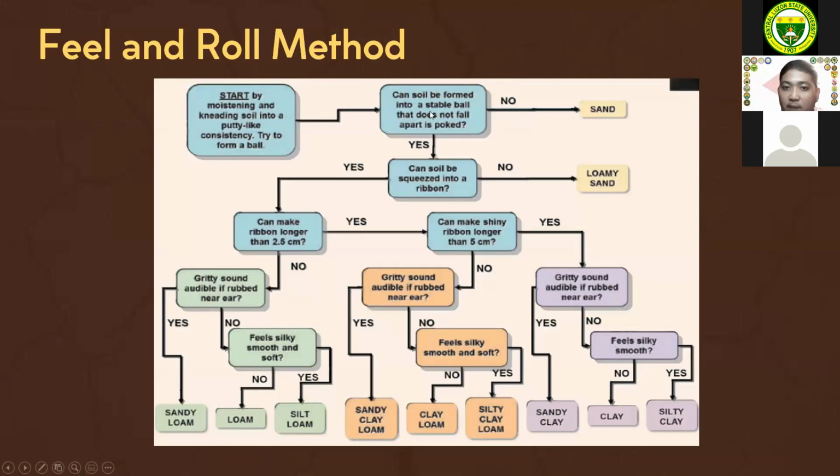So can soil be formed into a stable ball that does not fall apart? Pag bubuo tayo ng ball, pag nabuo yung ball, we can proceed to the next step. Pero pag hindi, ibig sabihin we can identify the soil as sand. Okay? Then can soil be squeezed into a ribbon? If no, it is loamy sand. If yes, another step. Pagka yung ribbon mo is longer than 2.5 cm, proceed to another step. Pagka hindi, proceed to another step. So that's how you determine the texture of the soil using the feel and roll method.